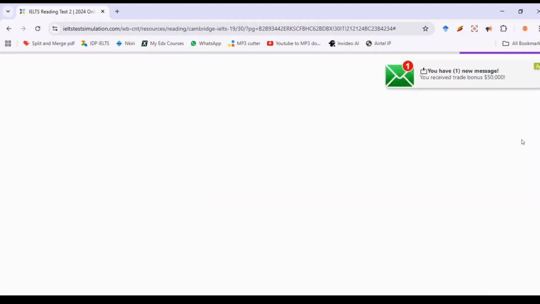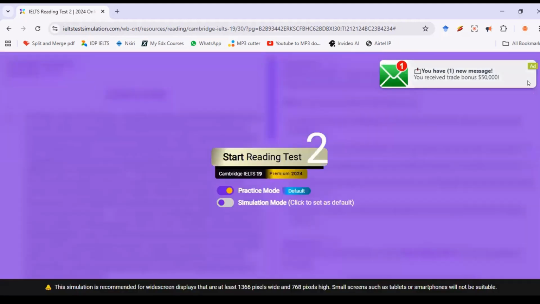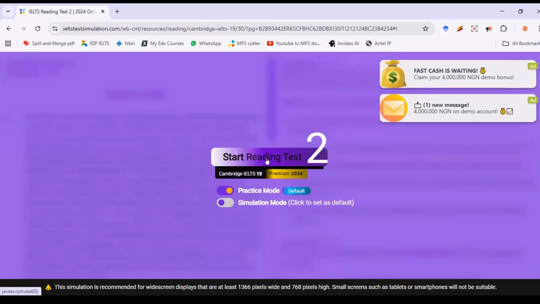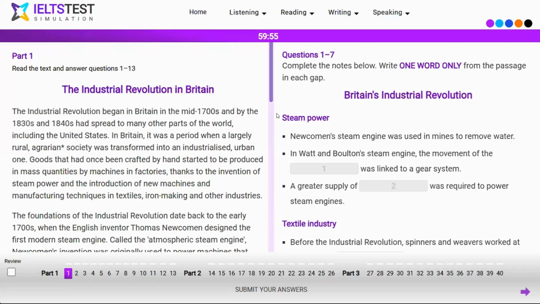So I want you to follow closely, okay? This is another advert showing up here, so I'm going to close again. I want to do practice mode. Practice mode means I don't want the thing to time me unnecessarily. So I'll just click on start reading test 2. And then here we are on the website. So, ladies and gentlemen, this is most likely what your screen will look like on the exam day.